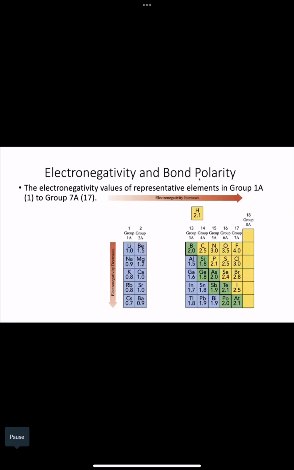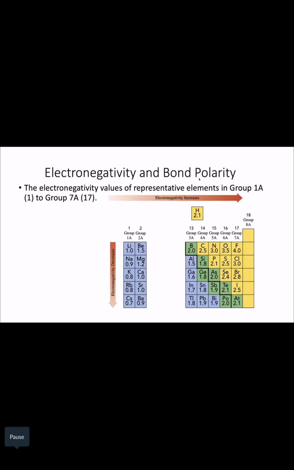All right, so now we move into electronegativity and bond polarity. We talked about how things are going to be shared, and we're going to talk about how sometimes they're sharing electrons but not equally. We're going to talk about electronegativity. We hinted at it before on one of the periodic tables.